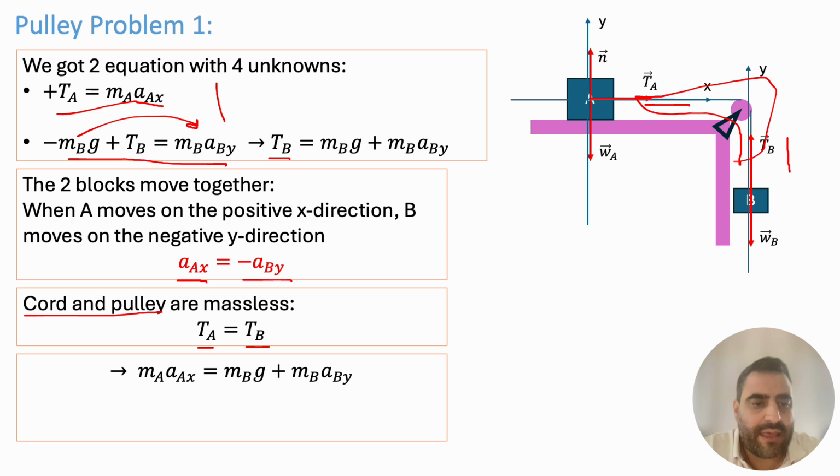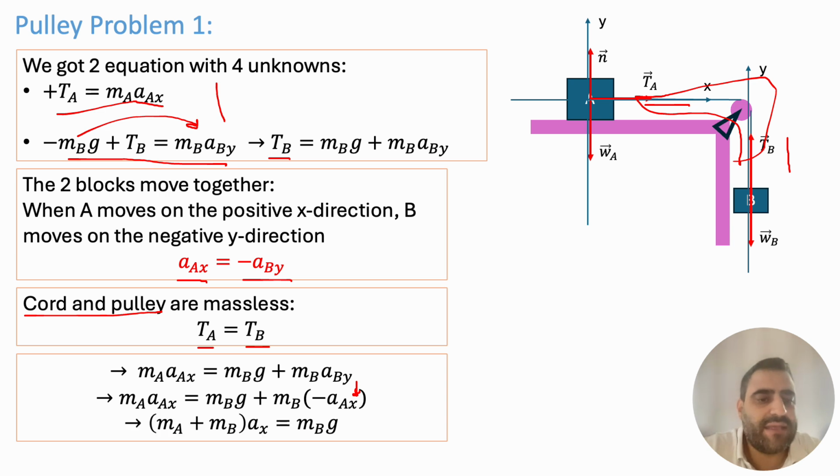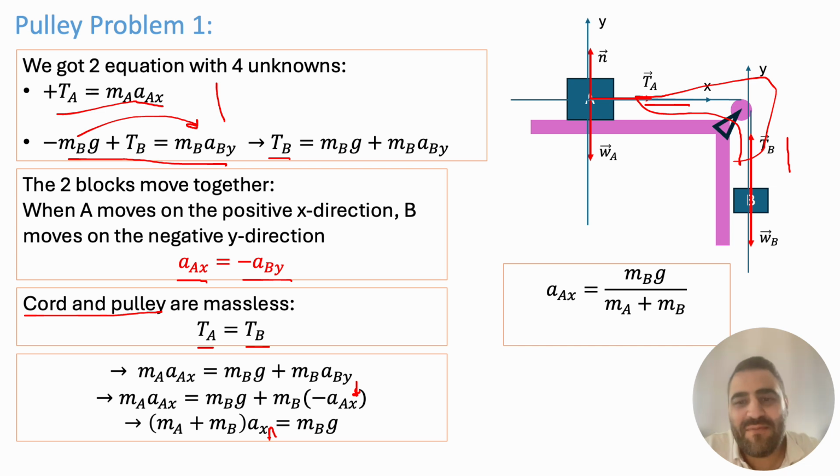So I have MA multiplied by the acceleration of A on the x is equal to MBG plus MB, the acceleration of B on the y-axis. Again, ABY is equal to minus AAX, so I can replace that here. Then I can rearrange this equation, so here I have only one unknown. I can take this to the other side. So I got MA plus MB multiplied by AX is equal to MBG. So I can find the acceleration as MBG over MA plus MB.